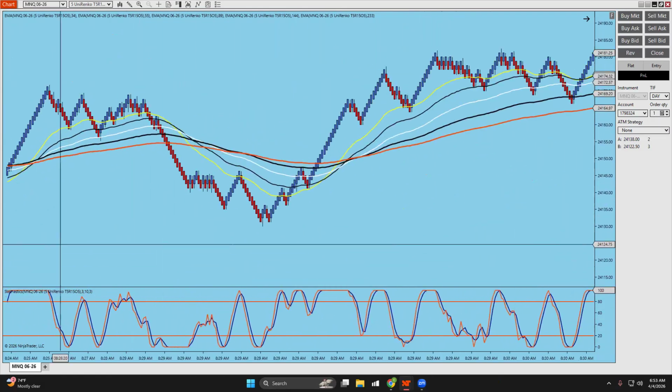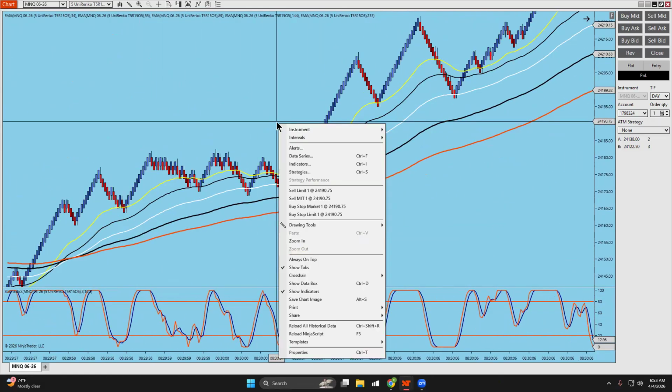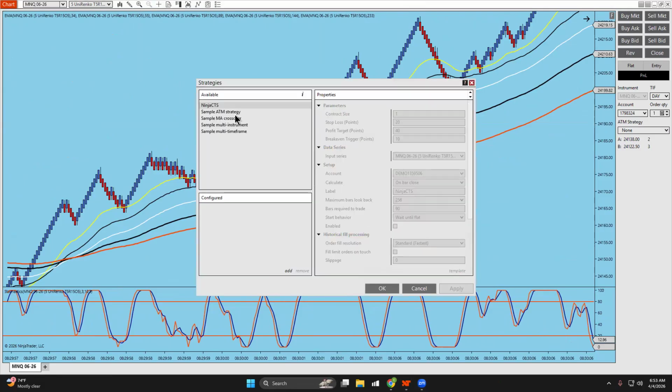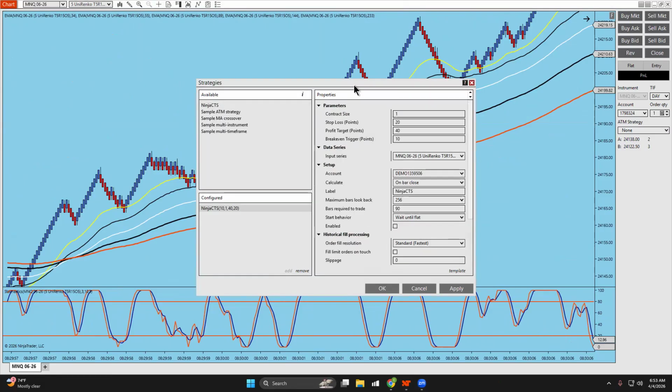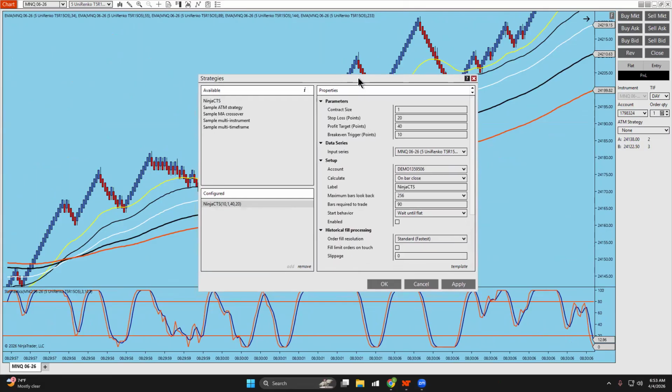I've also created a bot for this. So, a bot in NinjaTrader is just called a strategy. You could see here, strategy. I called it Ninja CTS, whatever. And very simple. This is basically like our CTS6.